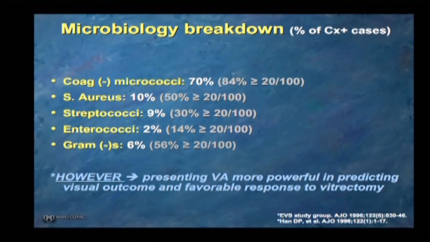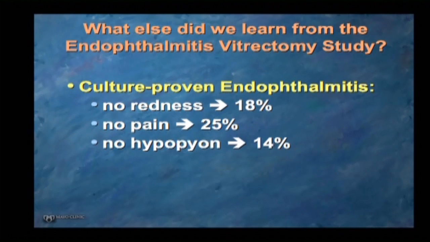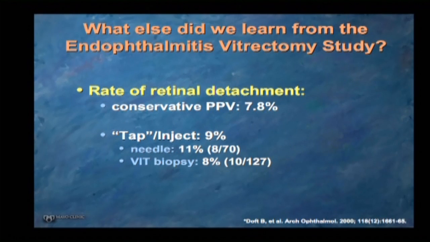So we know that these are very predictive of which bug infected the eye, but the vision is still the important thing here. We also learned that in addition to patients not having redness and pain on occasion, 14% didn't have a hypopyon. We also learned that when you do a conservative vitrectomy, you don't have an increased risk of retinal detachment in comparison to the tap and inject group. And furthermore, the tap and inject group, with the needle doing the tap and inject, versus a single port vitrectomy, they were about the same.